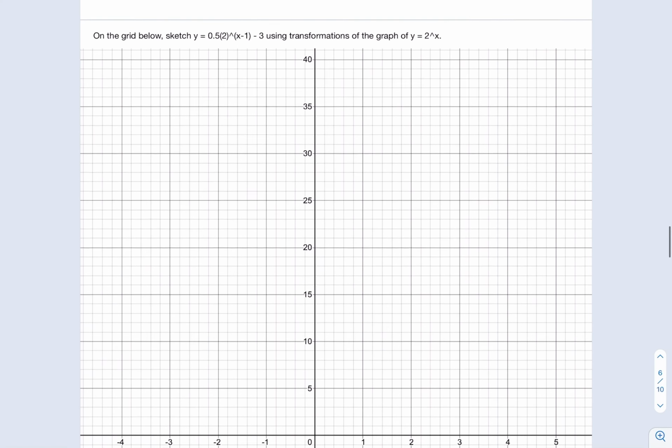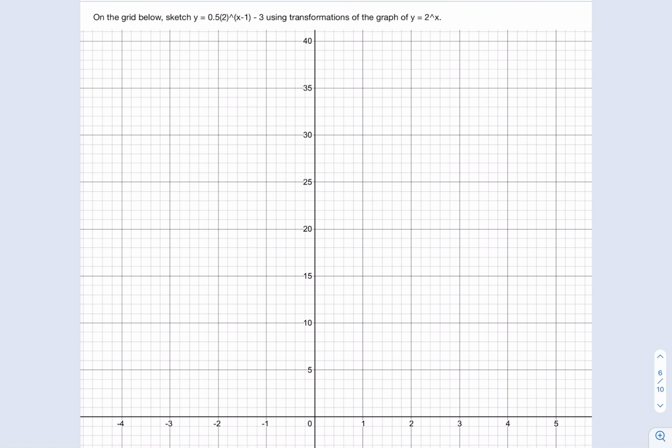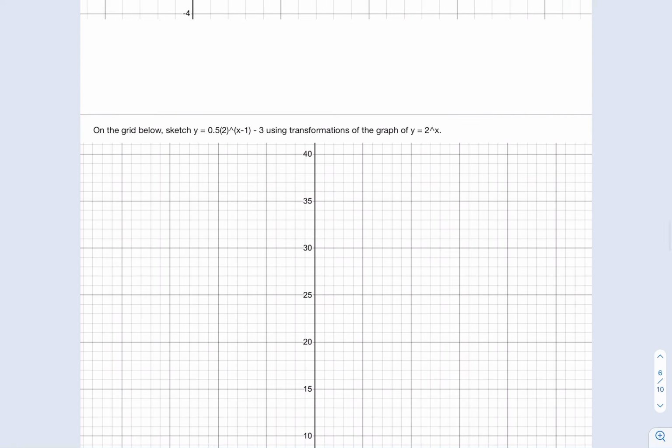Now the next one here, sketch y equals 0.5 times 2 to the power of x minus 1 minus 3. So if we were to write this out, this would be y equals, I should write a half, 1/2 times 2 to the power of x minus 1. And then this is minus 3.